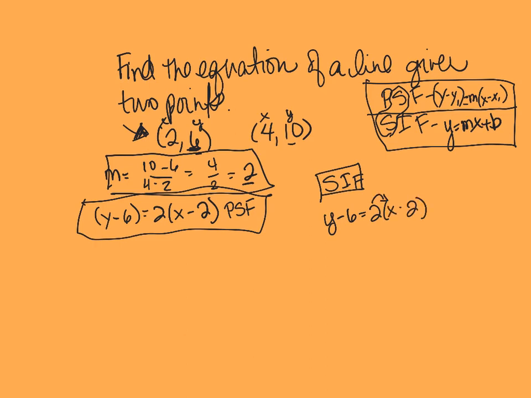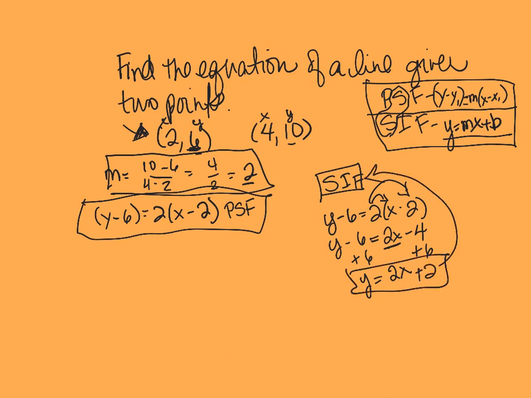So I'm going to have y minus 6 equals 2 times x minus 2. I'm going to distribute my 2 to the x and the 2. So then I'll have y minus 6 equals 2x minus 4. Now keep in mind, I want to keep this y in the formula because we want it to look exactly like that. So we're going to add 6 to each side, and then we're going to end up with y equals 2x plus 2. Notice this is in slope intercept form. And we are finished.